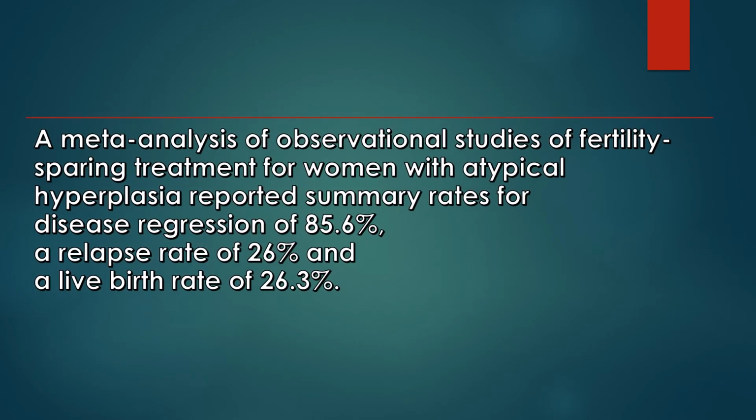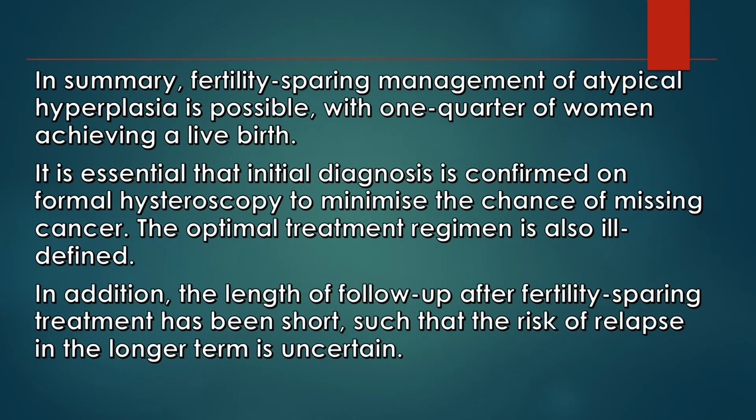A meta-analysis of observational studies of fertility-sparing treatment for women with atypical hyperplasia reported summary rates for disease regression of 85.6%, a relapse rate of 26%, and a live birth rate of 26.3%. In summary, fertility-sparing management of atypical hyperplasia is possible, with 1/4 of women achieving a live birth.